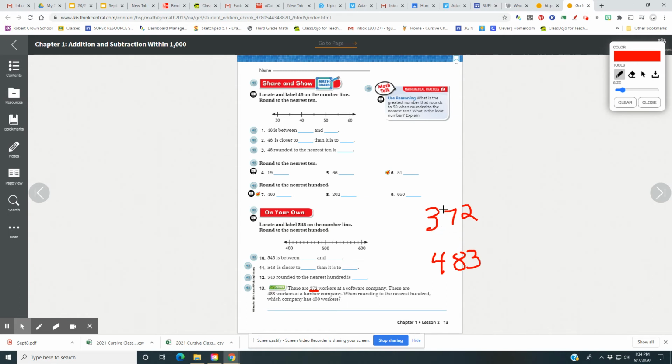Well, let's take a look. If I'm rounding this to the nearest 100, 5, 6, 7, 8, 9, we change every time. So that turns into a 4, so it's 400. Look at this one. 5, 6, 7, 8, 9, we change every time. So that turns into a 500. So it's not this one. So I know that which company has 400 workers? The software company. So I want to make sure that I'm answering the correct question.